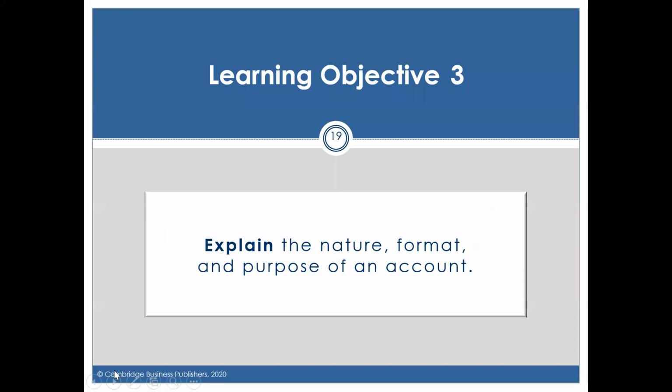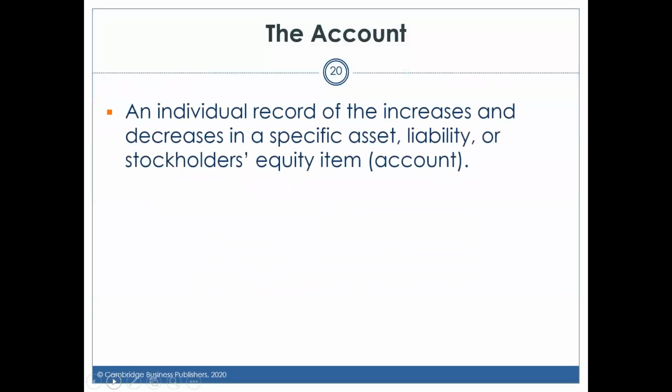All right. Now we get to some of the most important stuff for the whole course. Explain the nature, format, and purpose of an account. We're going to go back and talk about what an account is, like cash or accounts payable. An account is just an individual record of the increases and decreases in a specific asset, liability, or stockholder's equity item. And the account we often refer to as a T account.